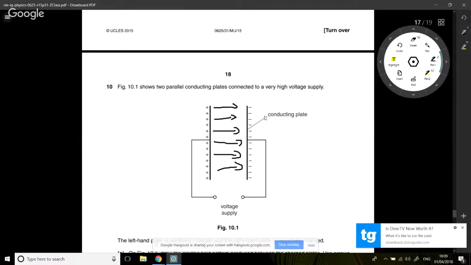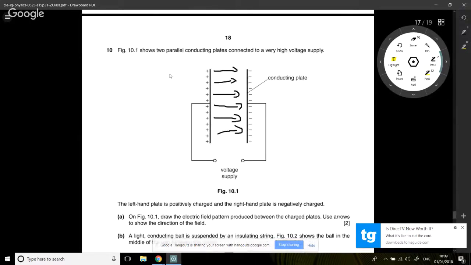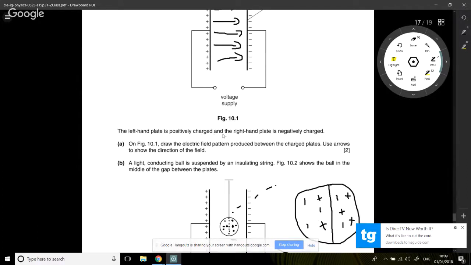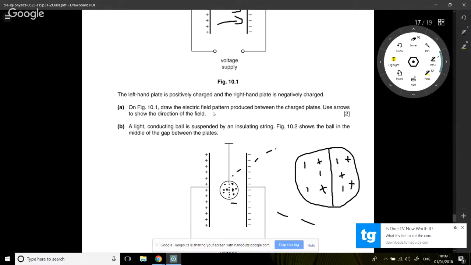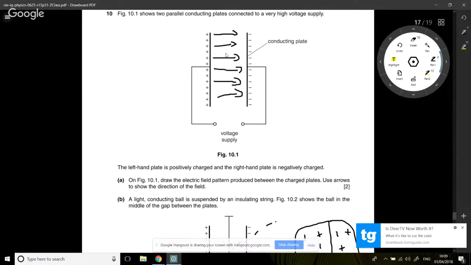All right, this is just a question about electric fields. It shows two parallel plates connected to a very high voltage supply. The left-hand plate is positively charged, the right-hand plate is negatively charged. Draw the electric field pattern produced between the charged plates. Use arrows to show the direction of the field. So it's from positive to negative. These should be roughly parallel and of equal spacing.